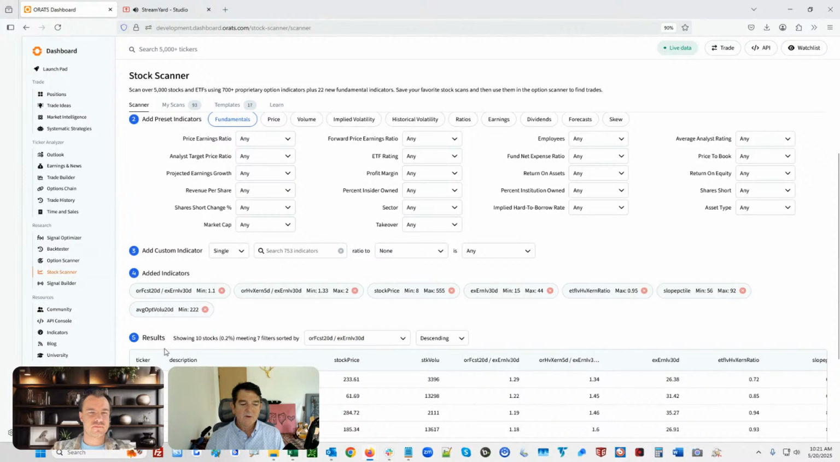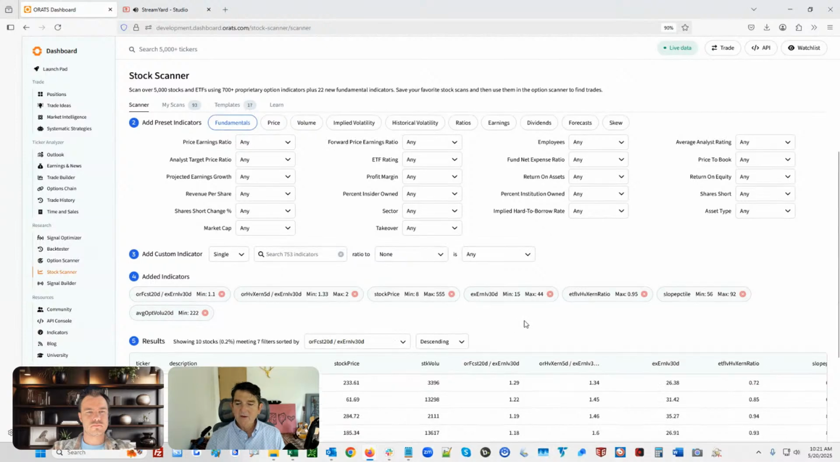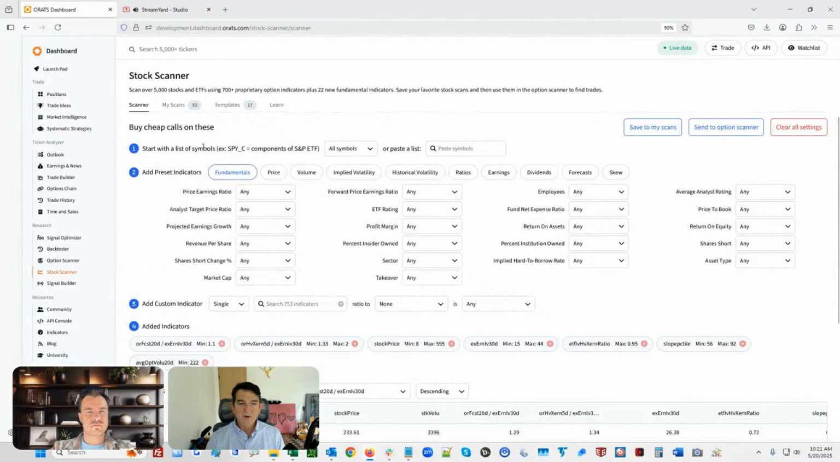What Tyler's talking about is that sometimes you get, as with this one, not that many results because we have pretty tight indicators. But if you have 100 results, you want to sort this based on your favorite or what you're really looking for. In this case, it's the forecast. So now what we can do, and I saved it, is go over to the option scanner and say buy cheap calls on these.